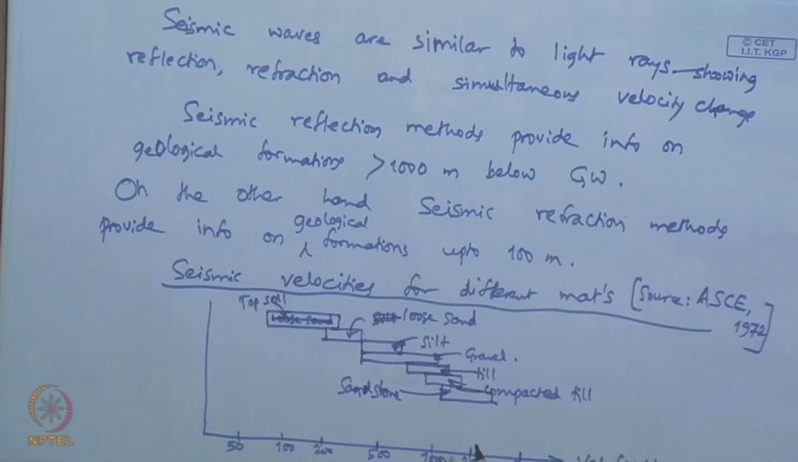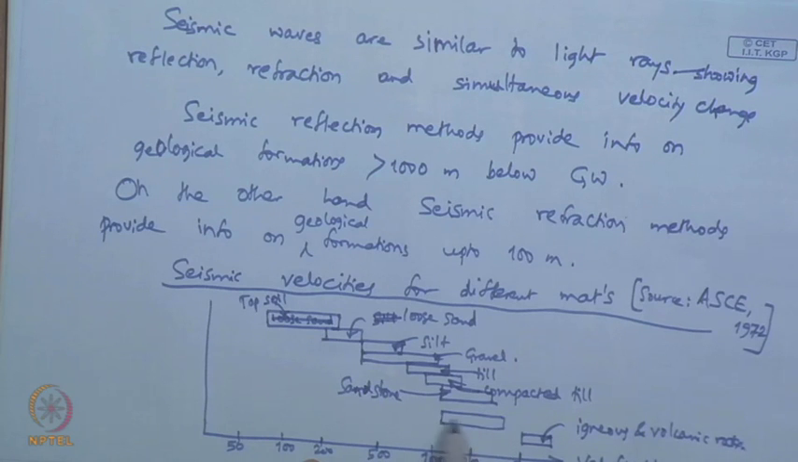And the highest seismic refraction velocity is for igneous and volcanic rocks. In between you have the sedimentary rocks, which have almost the same range. So, this is sedimentary rocks.